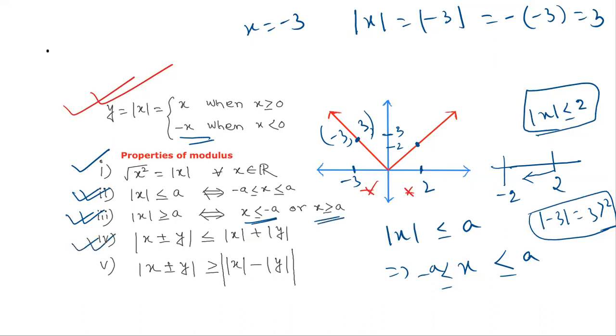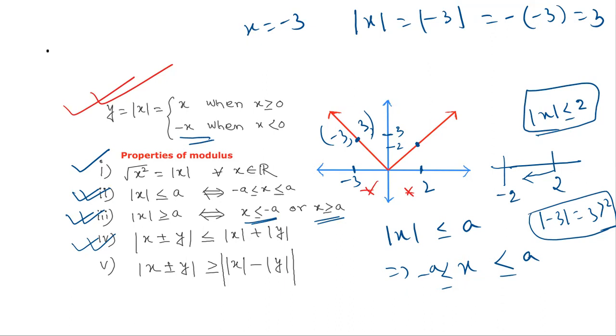And this is a very important property: mod of x plus y, or x minus y, will be less than or equal to mod of x plus mod of y. So these are the properties you have to remember.